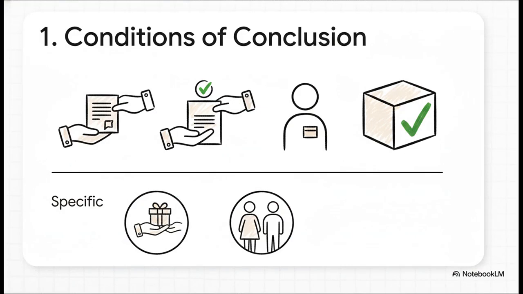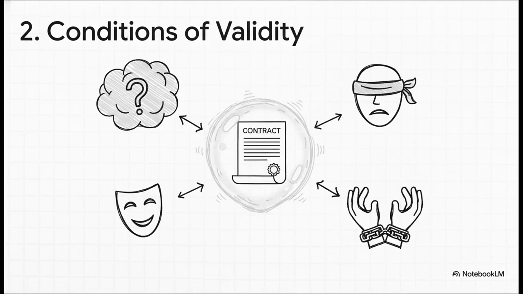First up, the conditions of conclusion. This is square one. You've got to have a clear offer and a clear acceptance. Both people need to be legally capable of making a deal, of sound mind and all that. And, of course, the subject of the contract has to be lawful. For some specific contracts, there are extra requirements, like needing witnesses for a marriage or physically handing over a gift to make it official.